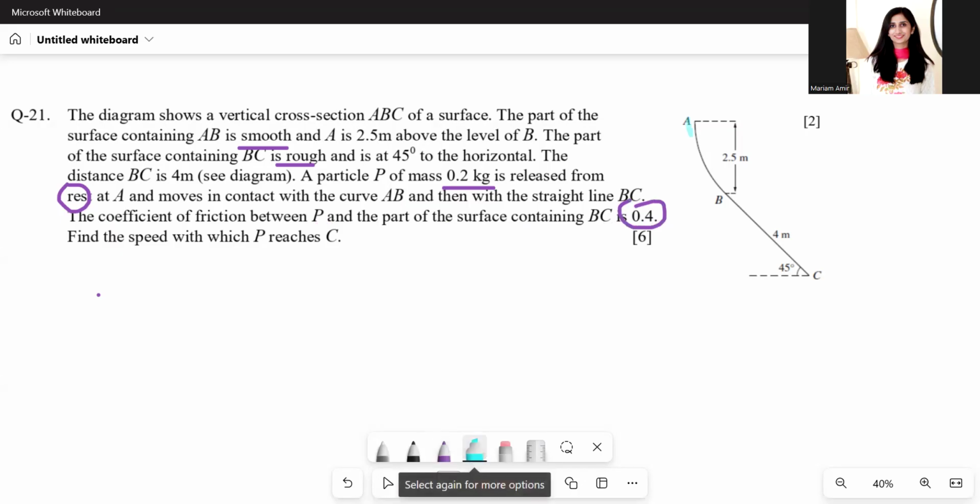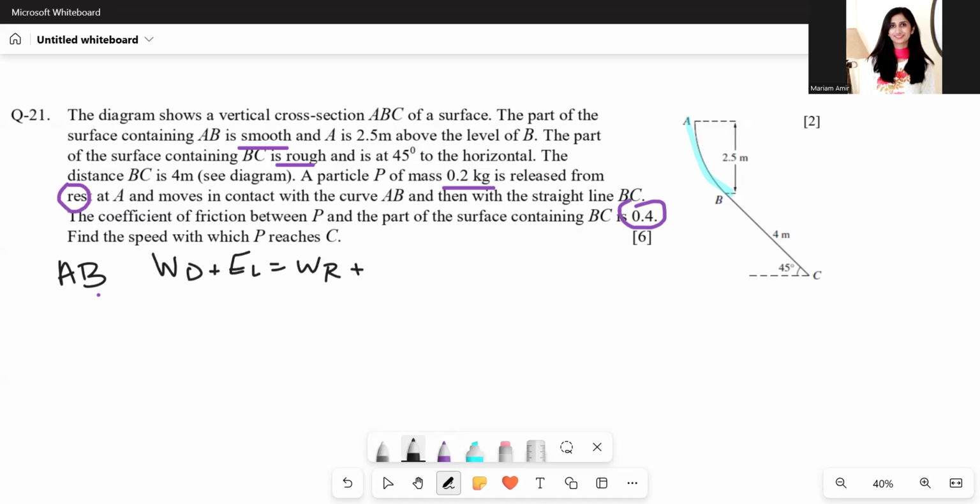Okay, so this part of the surface is smooth and the other part B to C is rough. So I'm going to apply the work-energy principle on the first part of the journey AB and then on the second part of the journey BC separately. From A to B, work done by driving force plus loss in energy is equal to work done by resisting force plus gain in energy. It's just a particle, there's no driving force.